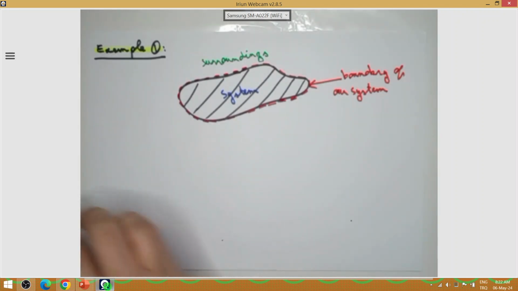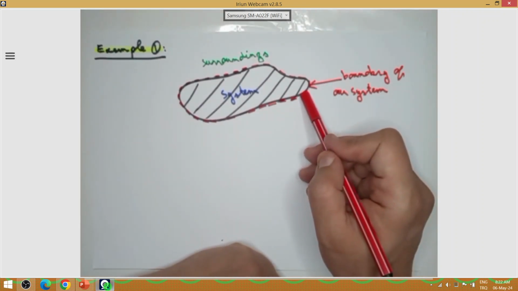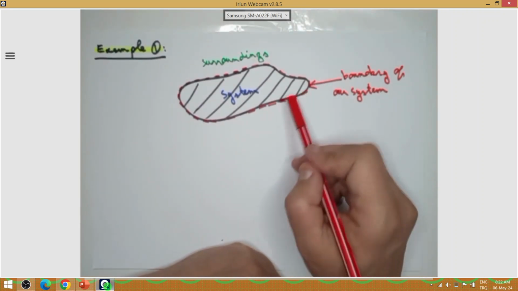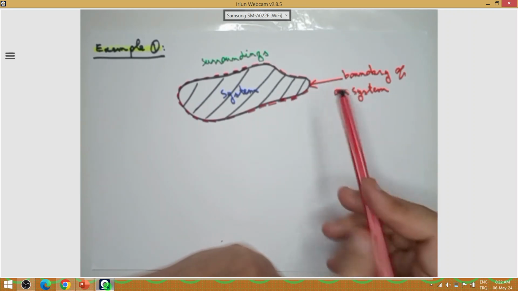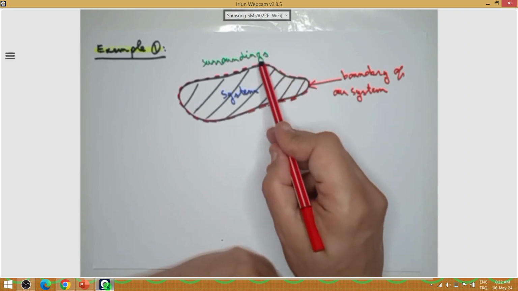The boundary has zero thickness. So this line is not thick, it is very thin. So the boundary has zero thickness. This is our boundary, this dashed line.